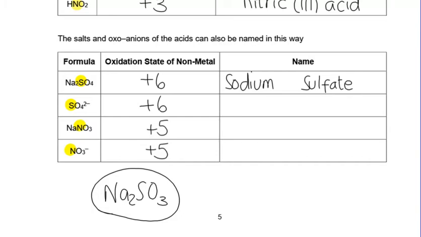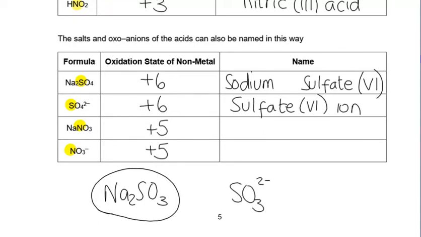Well, the oxidation state of the sulfur, so the Roman numeral is going to come after the word for sulfur, is a 6. So sodium sulfate 6, and it's the sulfur. I know it's not the 8 because I know that oxygen's always -2. So this ion that's in sodium sulfate 6 is called the sulfate 6 ion. And if I had the ion from this sulfate, this is SO3 2-, this would be called the sulfate 4 ion.